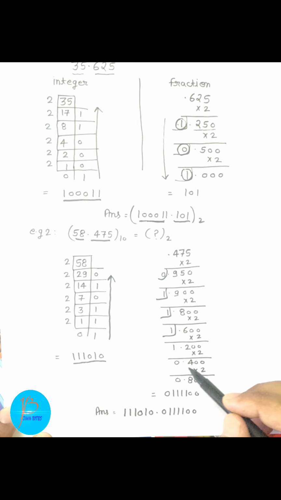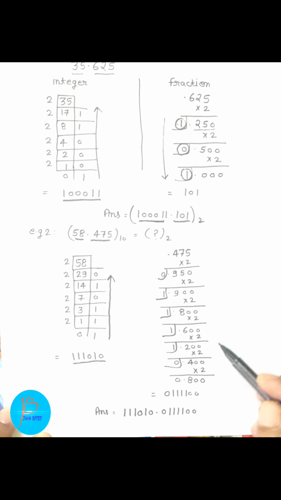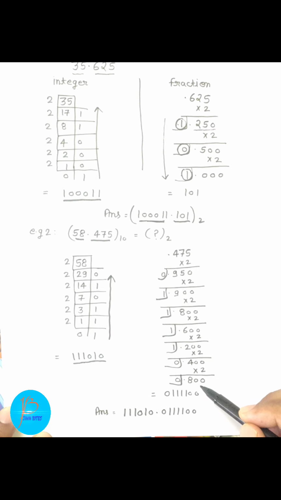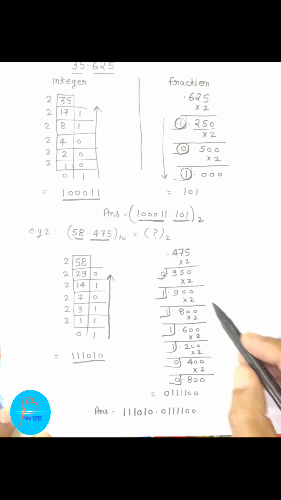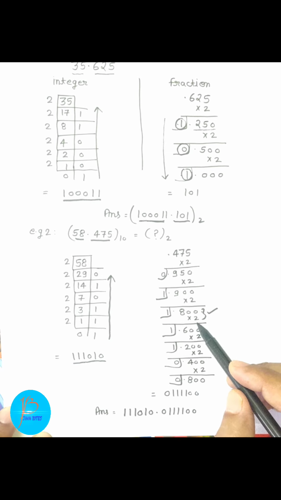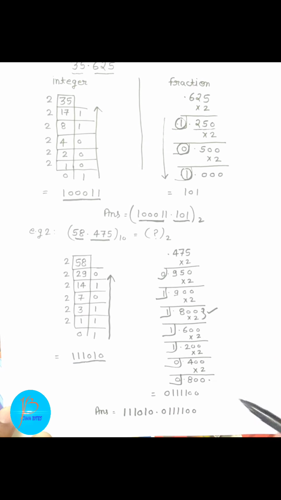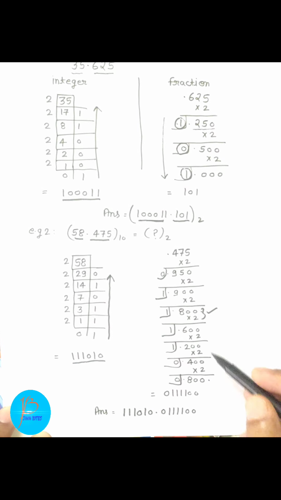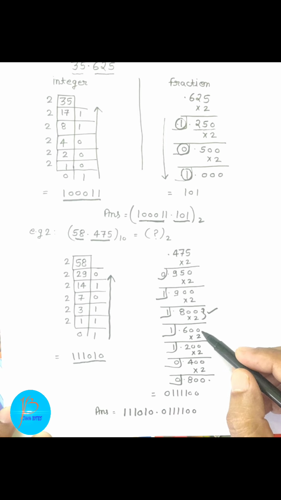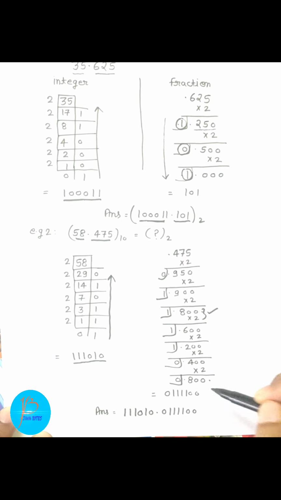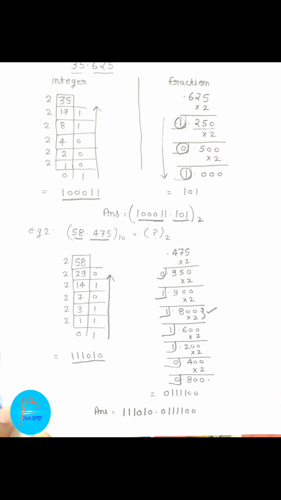Then 0.200 multiplied by 2, your answer appears as 0.400. Okay, so separate the 0. And here again 0.400 multiplied by 2, and your answer appears as 0.800. Now children, stop here. What you will find is that this term appears again here. 0.800 multiplied by 2 gives 1.600 again, then again you multiply by 2 and your answer will appear as 0.400. Then again you will come to 0.800, and this cycle will keep on repeating.